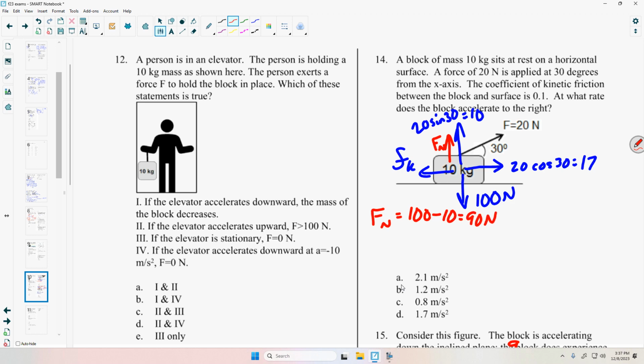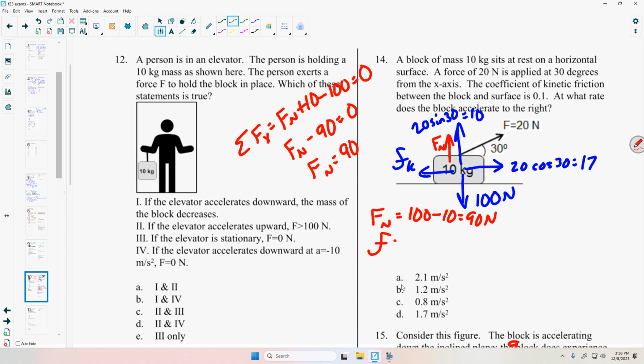Let me show you what I did there, actually. I sort of skipped a step. The sum of the forces in the y direction is going to be Fn plus 10 minus 100 is equal to 0. So Fn minus 90 equals 0, or Fn equals 90. Or I just said, normally my normal force would be equal to the weight, but because I'm pulling up on it, my normal force is less than the weight by that amount, or 10 newtons. So that's why I wrote it that way, but I got the same answer. So the normal force is 90 newtons. That means that the frictional force is 0.1 times 90, or 9 newtons.